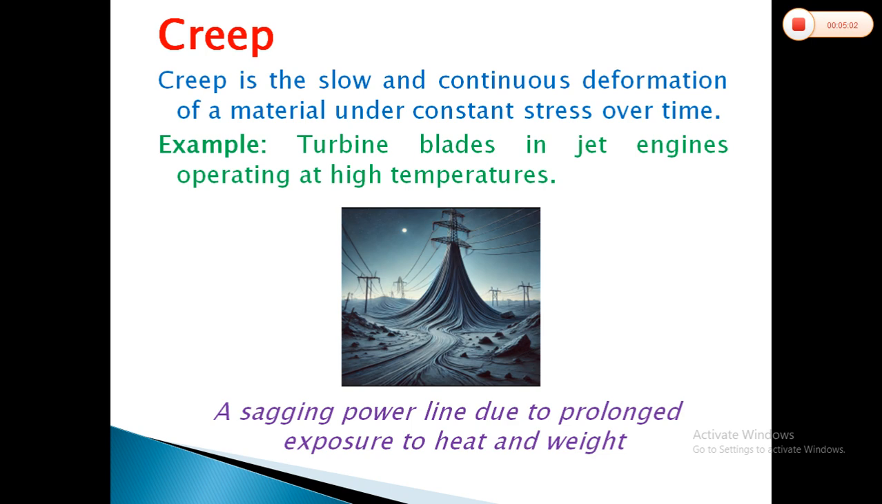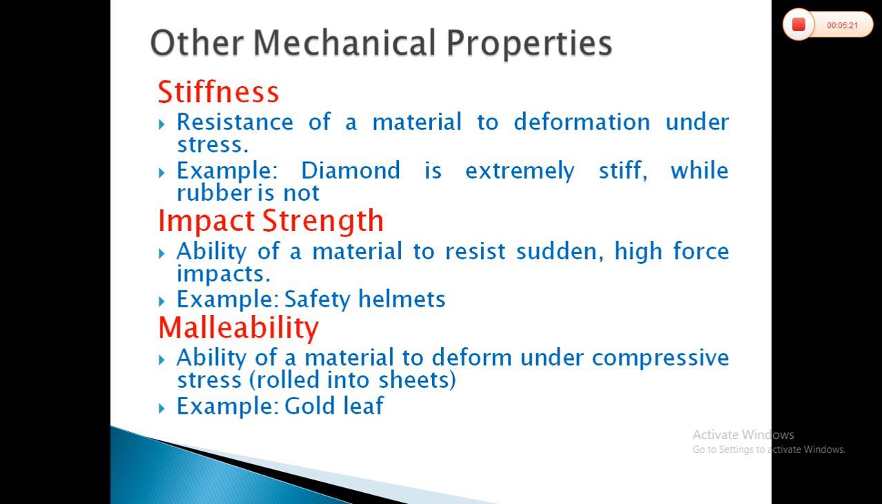Next one is the creep. Creep is the slow and continuous deformation of a material under constant stress over time. Example, turbine blades in jet engines operating at high temperature. The figure shows the sagging power line due to prolonged exposure to heat and weight.